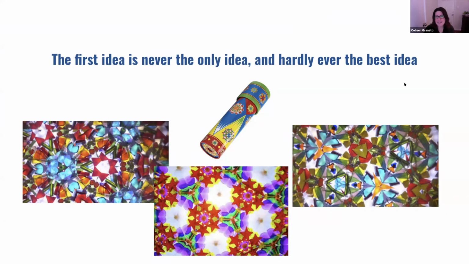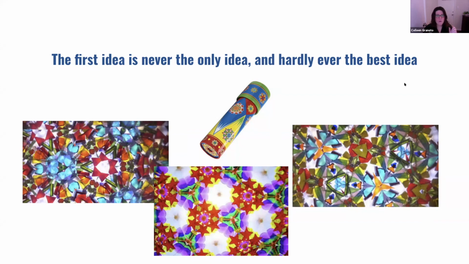Why? Because the first idea is never the only idea. There is never only one idea, and it's hardly ever the best idea. And it's through coming up with new ideas, looking at things through different angles, that you start getting those original and those really flexible ideas. And those are the ones that can be turned into competitive advantages. But it takes a lot of different angles and a lot of different ideas to actually get to that point.